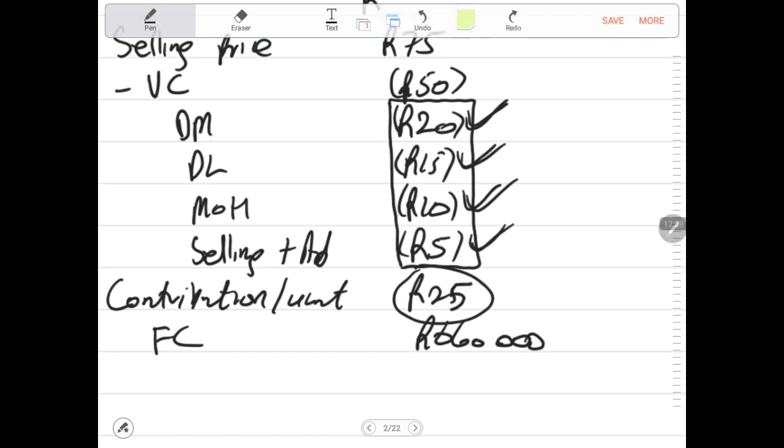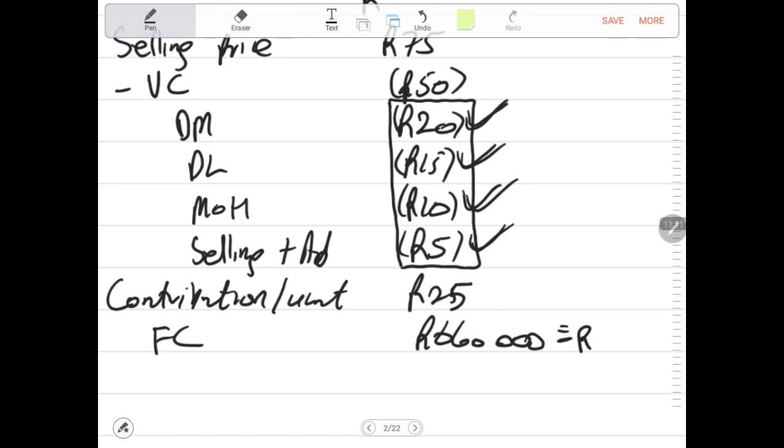In other words, for every unit that we sell, this 25 rand will be reducing our fixed cost. That is why it's called contribution per unit, the amount that will contribute to cover fixed cost. Immediately when the total contribution is equal to the fixed cost, we are at the break-even point. Let me repeat that: when the total contribution is equal to fixed cost, then we are at the break-even point. That is why when we're calculating our break-even point, we say fixed cost divided by the contribution per unit.